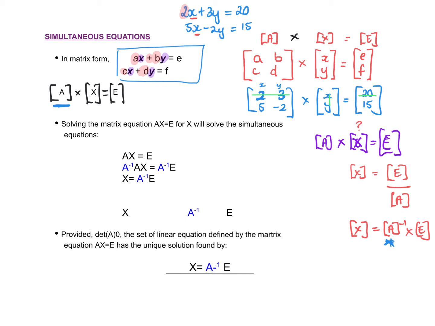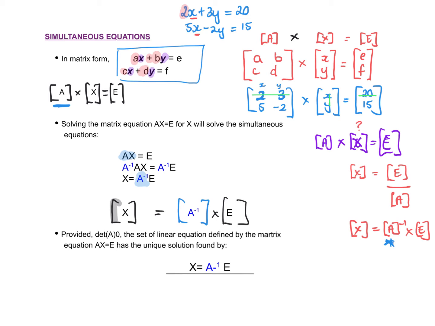So we saw that we had the matrix A times X, and to solve it, we're going to divide, which means we'll use the inverse. So in summary, when we've got simultaneous equations, the way we're going to solve it is to use the inverse and times it by that ending matrix.